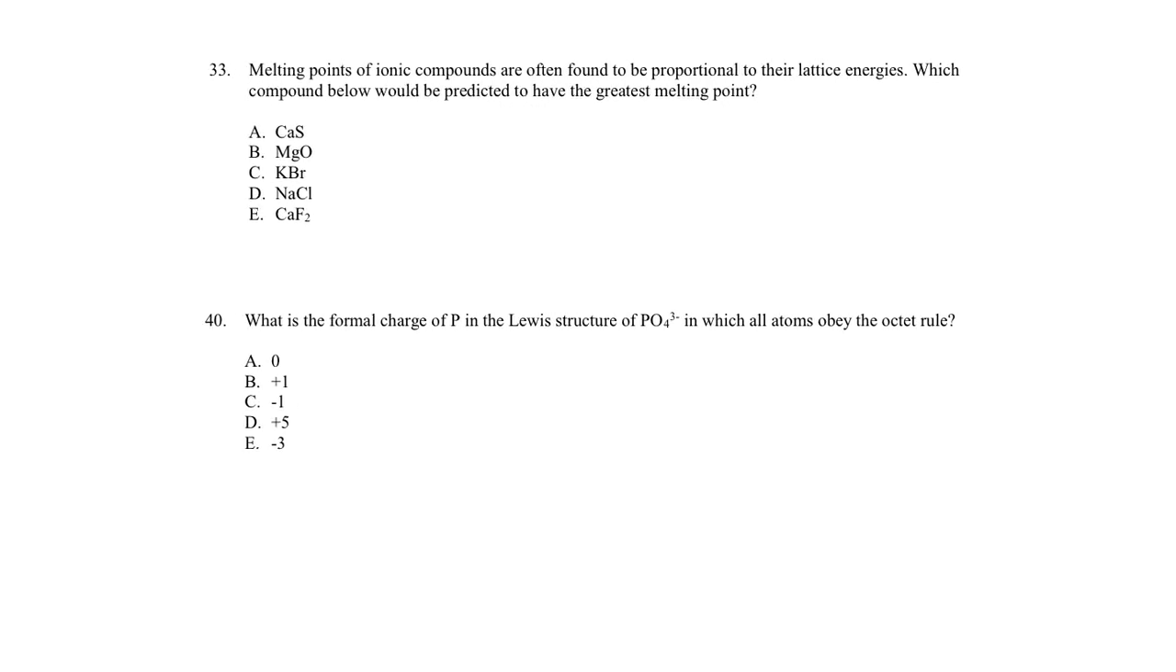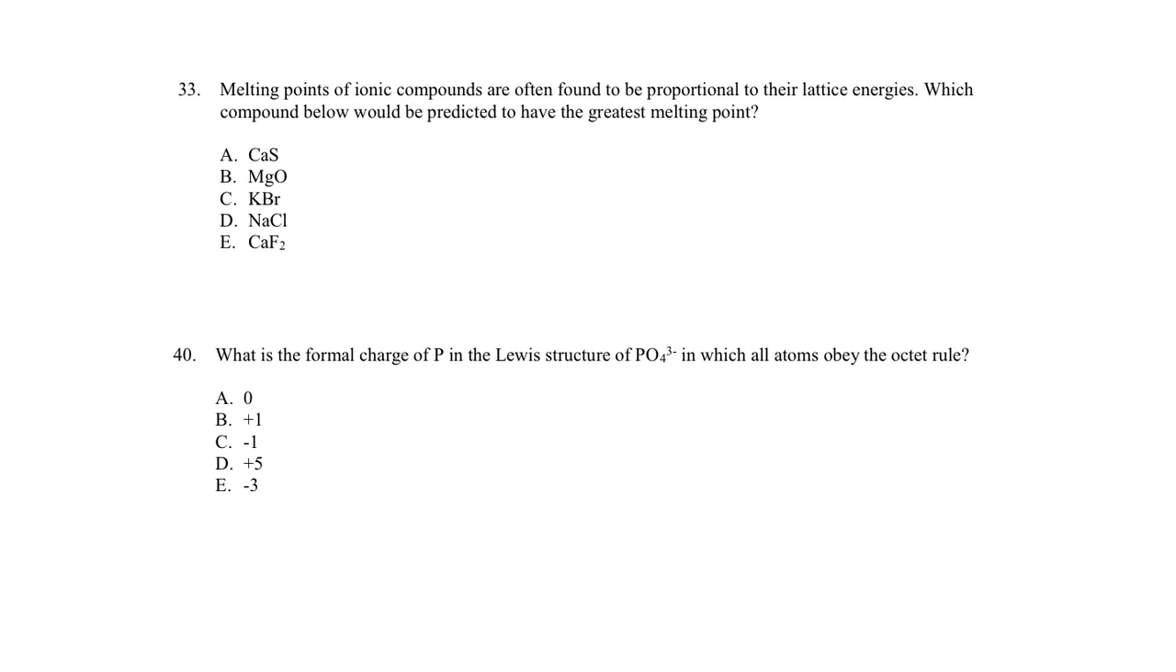Melting points of ionic compounds are often found to be proportional to their lattice energies. Which compound below would be predicted to have the greatest melting point? So the compound with the highest lattice energy should be the compound, when I think of Q1, Q2 divided by D, the compound that has the higher magnitudes of charge.